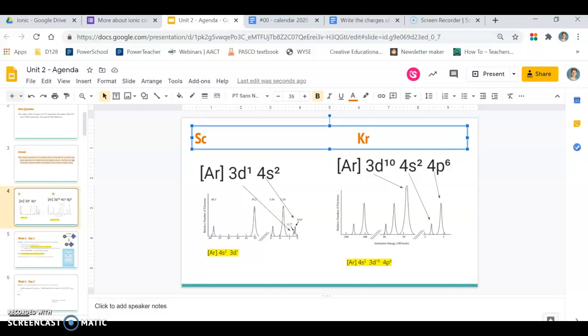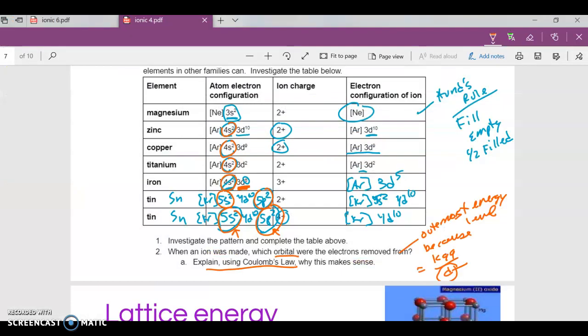So the electrons you're going to lose first are going to be the outermost energy electrons. The 4 is the outermost energy level. We'll lose those first. And according to the PES, those are the least strongly held. According to Coulomb's law, it's further away, so it's easier to lose. Okay, so that brings me to the end of that.